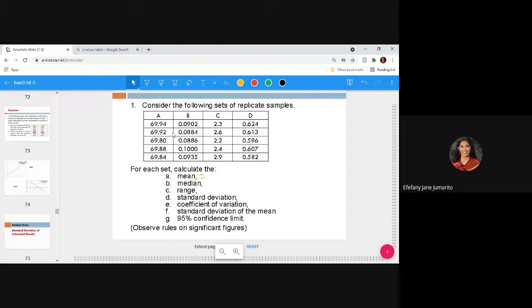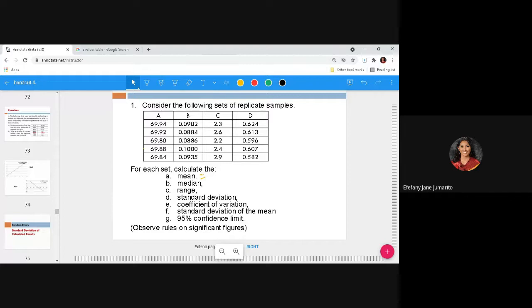Okay, set A. So, we have that one, the mean. Unsa man nato pagkuang mean class? Okay, kinsay makakuha sa mean? What's the mean? 69.9, ma'am. 69.9. Okay, all right. Now wait a minute.